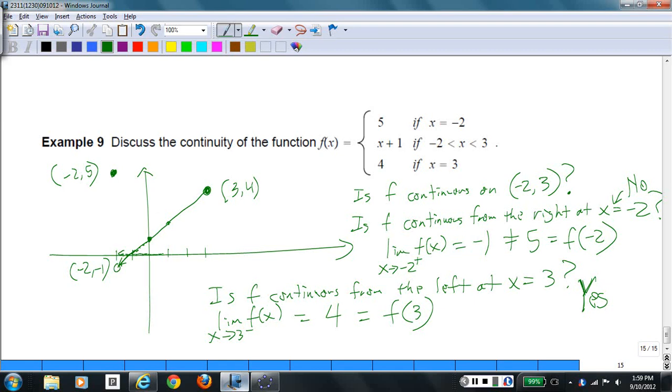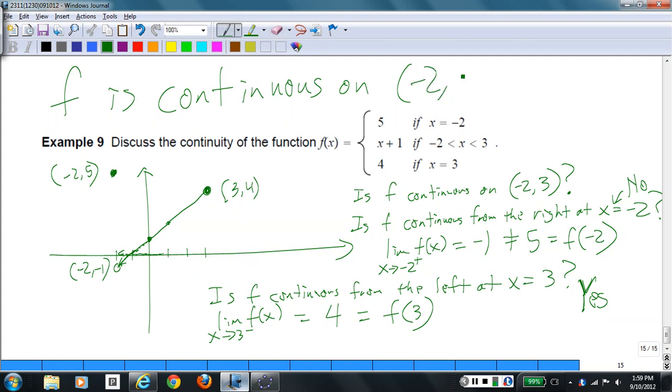So what can we say? F is continuous on the half-open interval that extends from -2 to 3, and includes the 3, but does not include the -2. Because up to the right, it goes to the solid dot. Down to the left, it goes to the open circle.